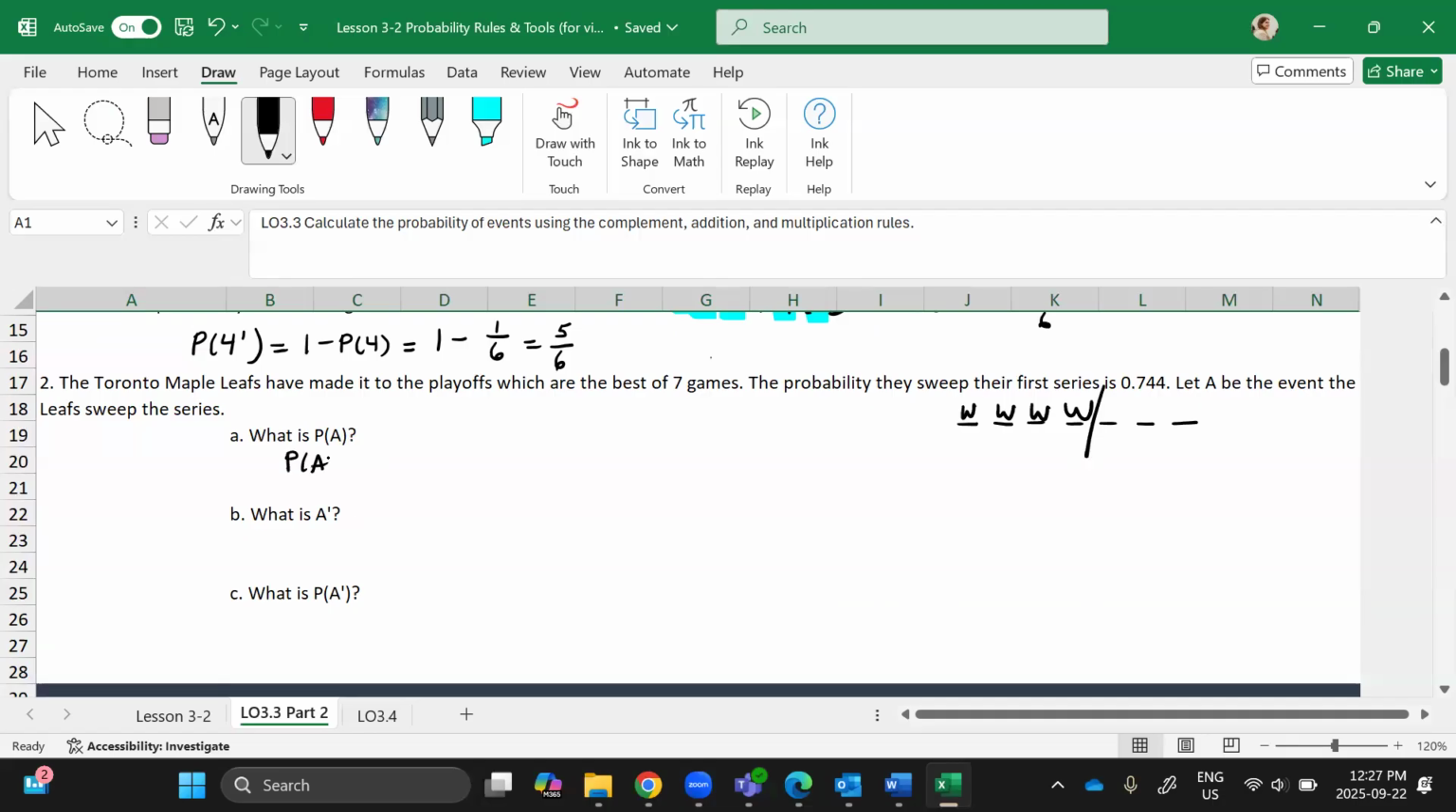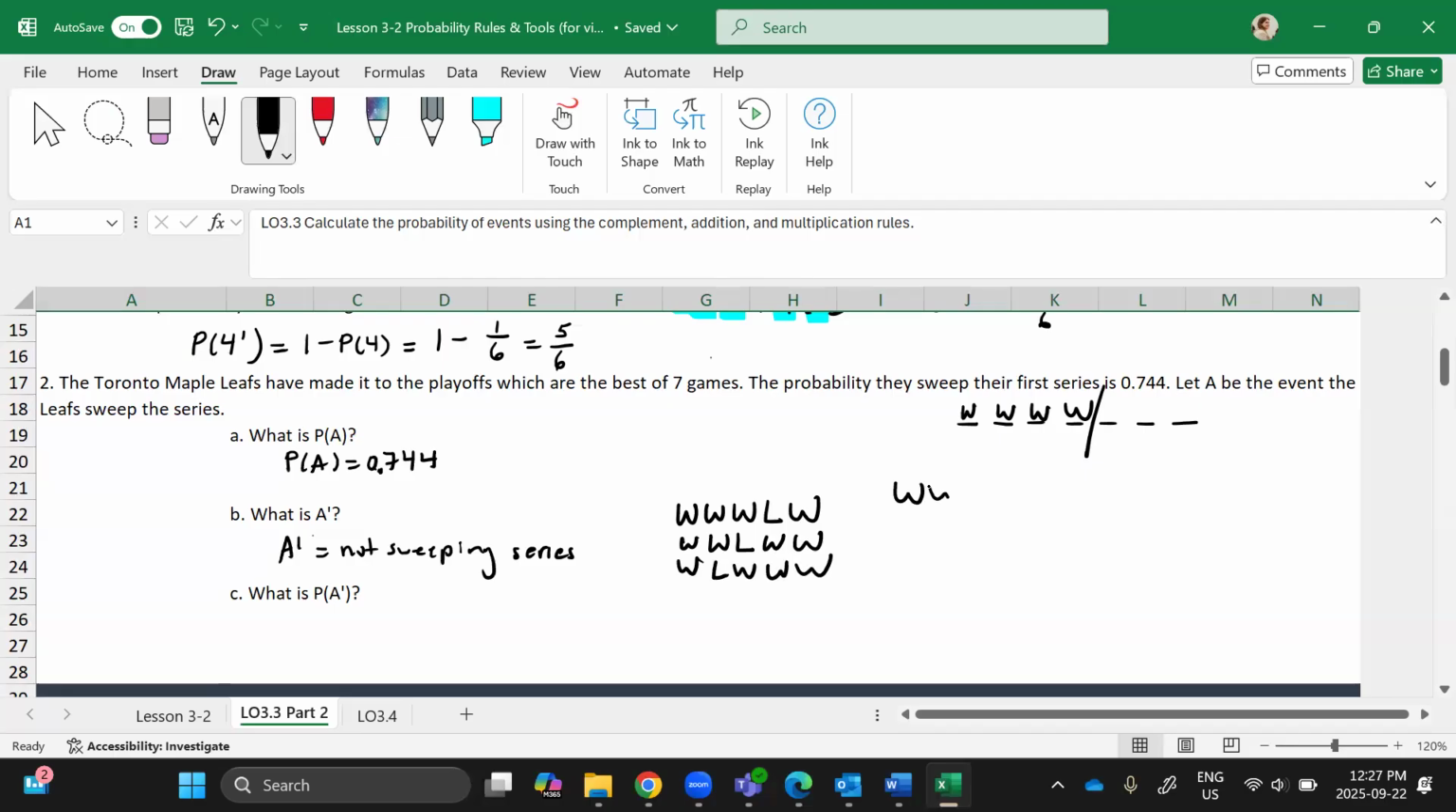The question says that the probability of sweeping is 0.744. If A is sweeping, not A is not sweeping the series. The problem with not sweeping the series is that this could happen in so many ways. It could be win, win, win, lose, win. It could be win, win, lose, win, win, win, lose, win, win, win.